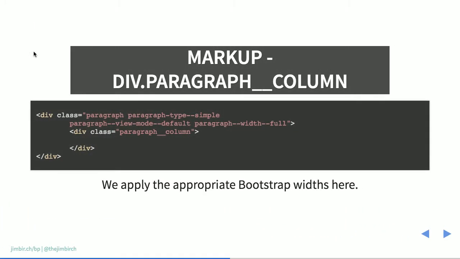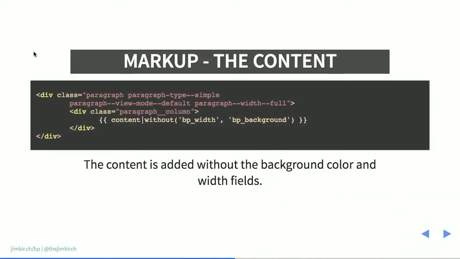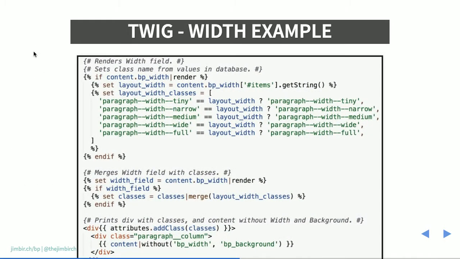The next thing inside of that is the paragraph column. So the outside is the row, the paragraph column gets inherited from that class on the row, the width full or width medium. We apply it to that paragraph underscore column. That's where your col-sm-8s are. And then inside we have our Twig goodness. We print content without the width field and the background field, since we're applying those as classes. So here's what that looks like.